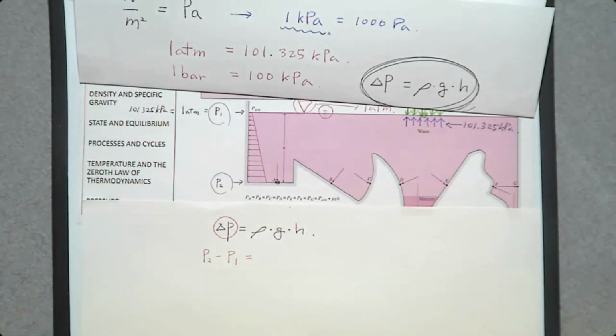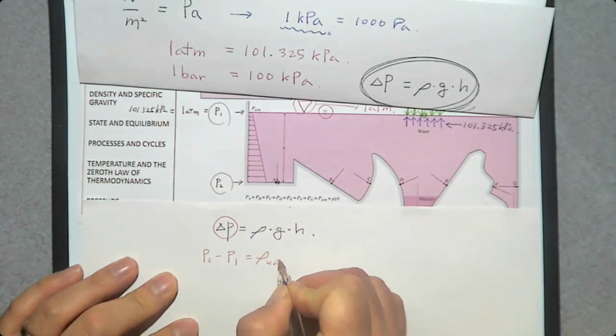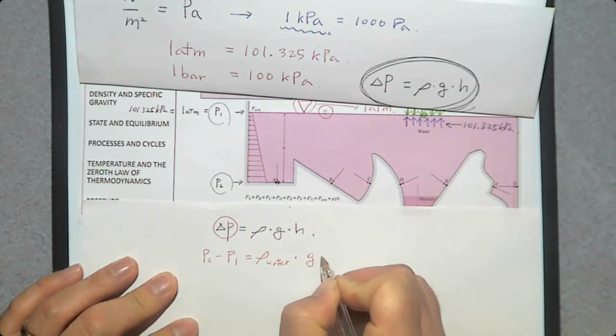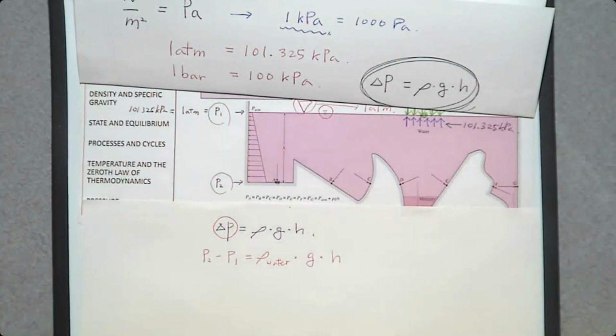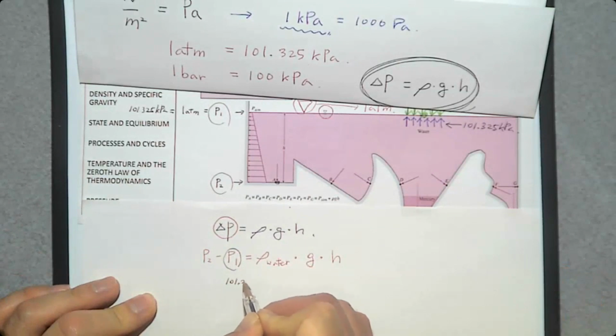Is density rho. Density rho of what? Whatever the fluid between P1 and P2, that is water. So density of water times gravity, 9.8, and H, this H, the height between these 2 points. Then what is P1? Oh, that is 101.325 kilopascal.